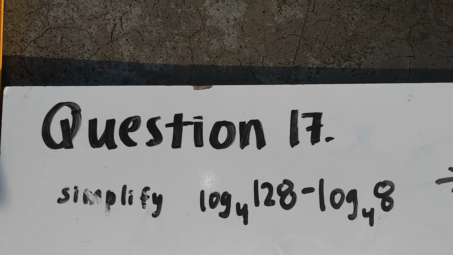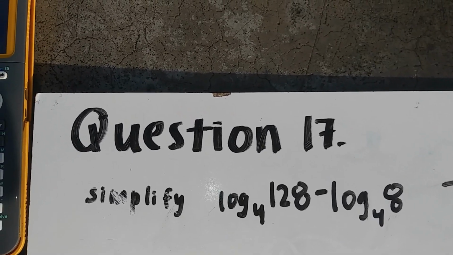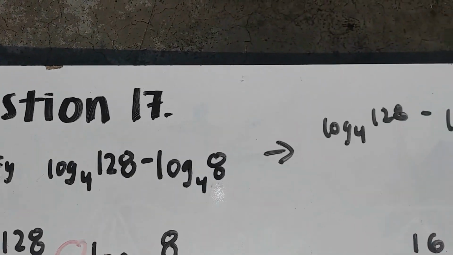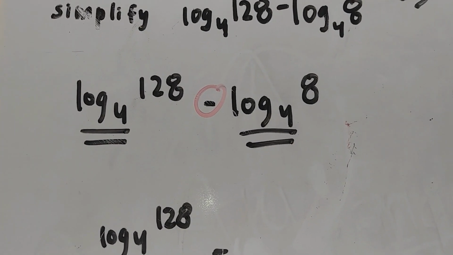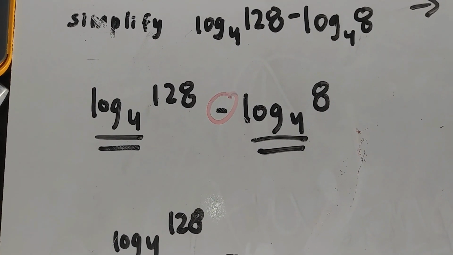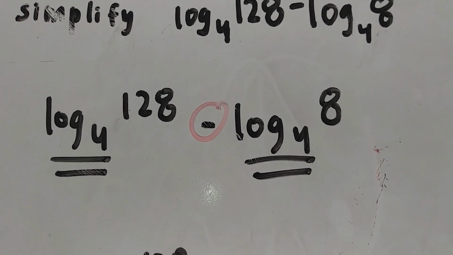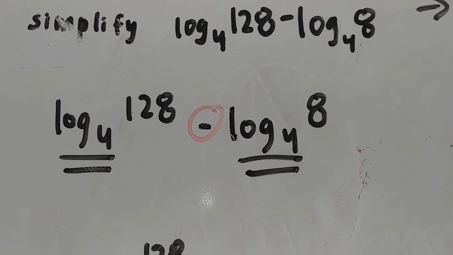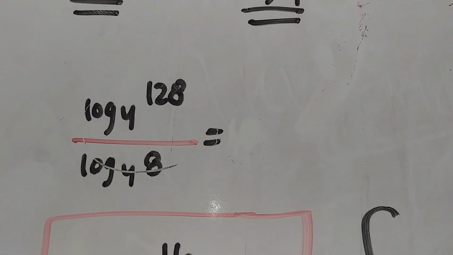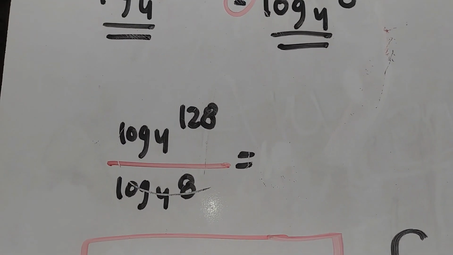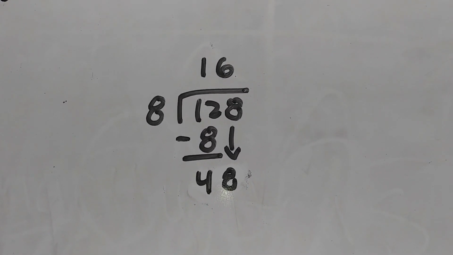Okay guys, so I have question number 17, which states to simplify log 4 of 128 minus log 4 of 8. I usually like to rewrite the problem so I can have more room to work. From there we notice that the logs have the same base of 4, and both logs are subtracting. From the properties of logs, subtraction is equal to a quotient. So you're just going to rewrite that to be log 4 of 128 divided by 8.